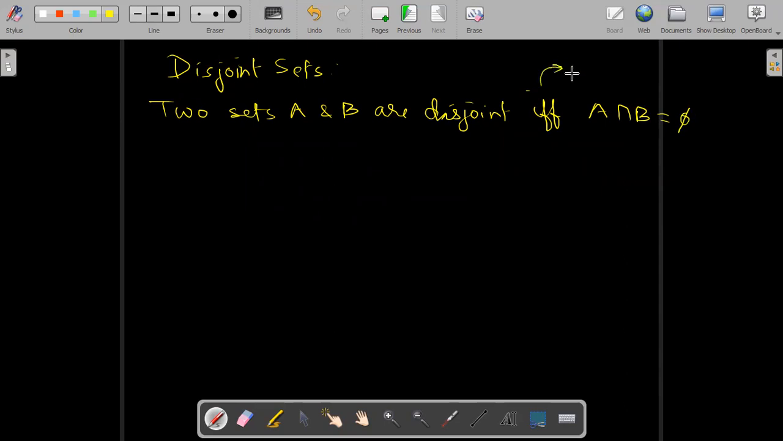In mathematics we use IFF, but it doesn't exist in English. IFF means if and only if. So for short form, we can use it. Okay. So the intersection is a null set.